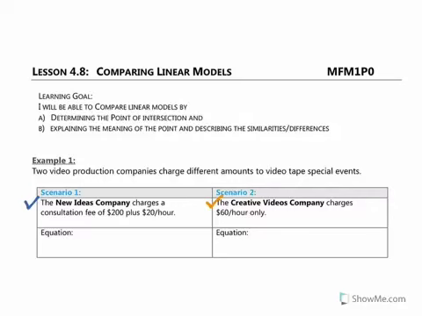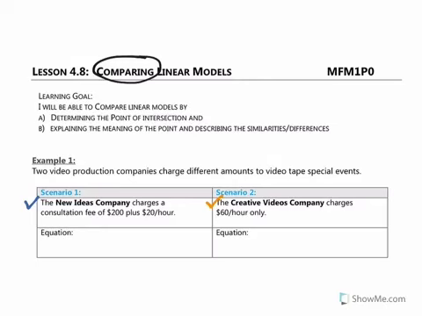Hi everyone, this is lesson 4.8 and we're going to be learning about comparing linear models. In previous lessons you should have learned how to create a linear model with an equation and also using a table of values to draw some sort of a diagram on a graph. So we're going to be doing the same, except we're going to be comparing two linear models.